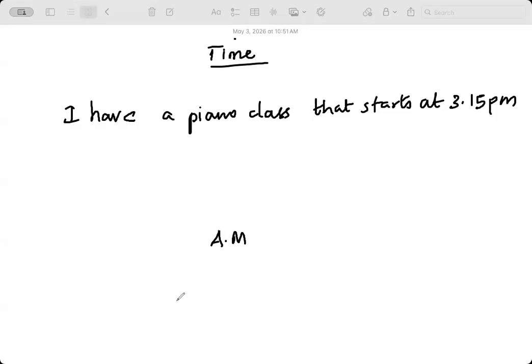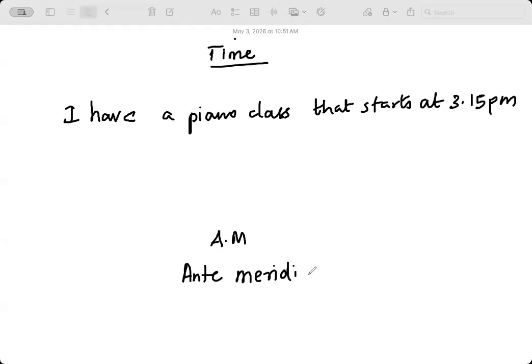AM stands for after morning. Good guesses. Does AM stand for at morning? Wow, good guesses. Anti-meridian. What is that? Did you Google? Yeah. Nice. Okay.